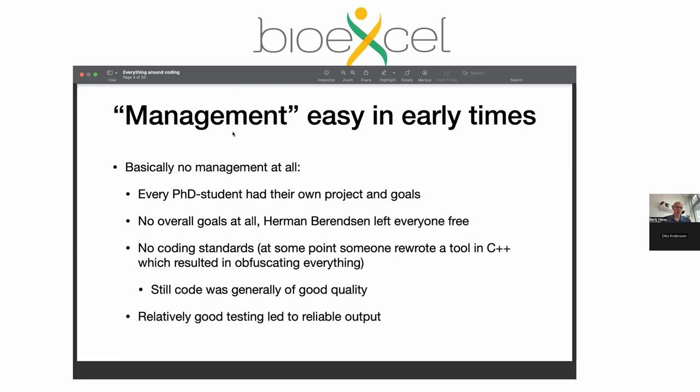But still, I'd say the code in general was of good quality, and we had relatively good testing that led to reliable output, but it was all manual testing. But that set the stage for having a successful software project, even though most things were done manually.